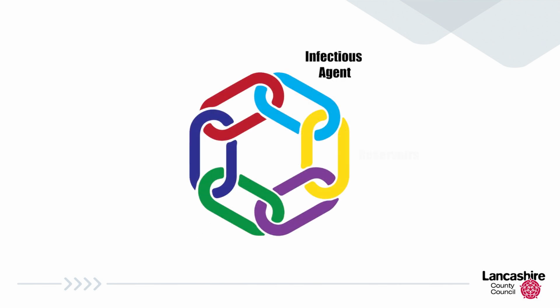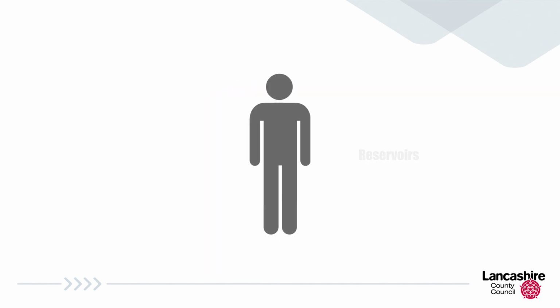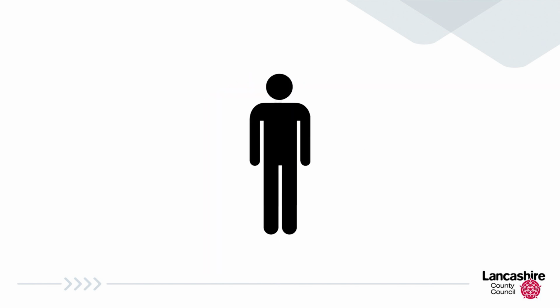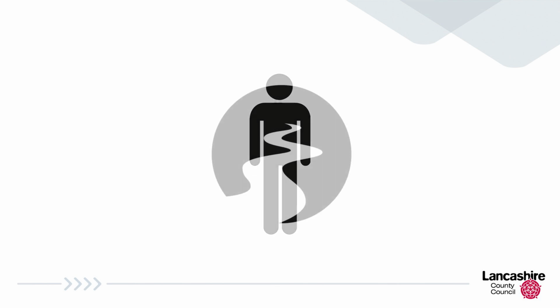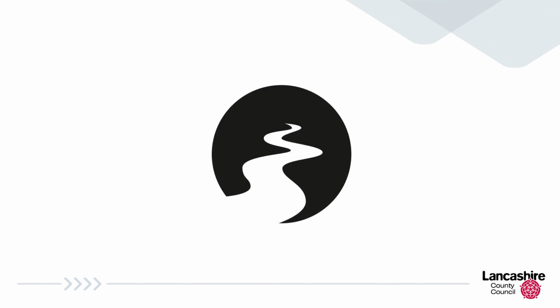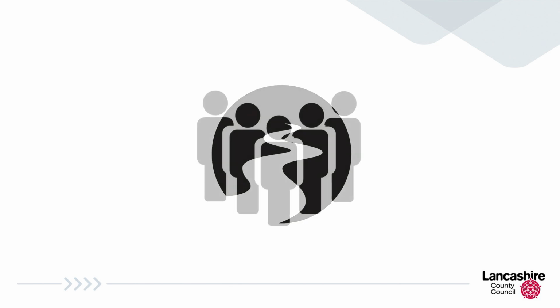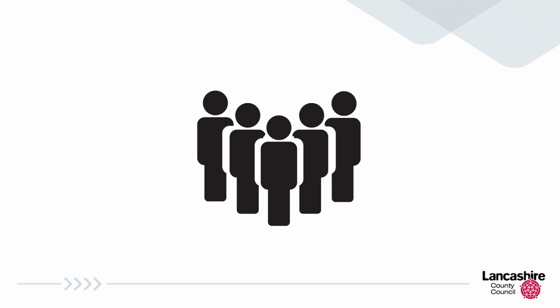The second link is the reservoir, which is the site where the infectious agent lives and multiplies. Reservoirs can be living organisms known as hosts, such as humans and animals, or non-living objects, such as contaminated surfaces or water sources. As an example, influenza A's main reservoir is humans. These reservoirs act as a constant source of infection, allowing the chain to continue. Sometimes a person may carry an infectious agent but is not symptomatic or unwell.